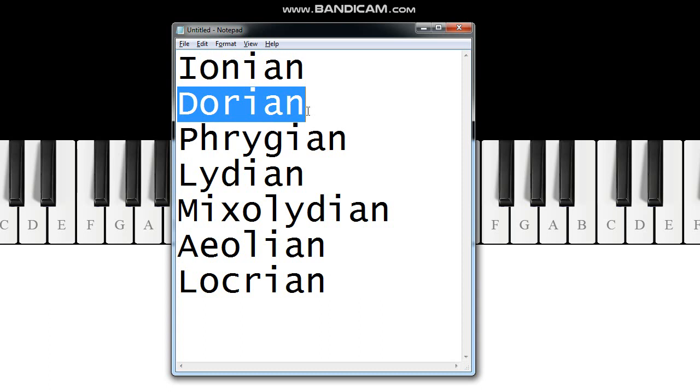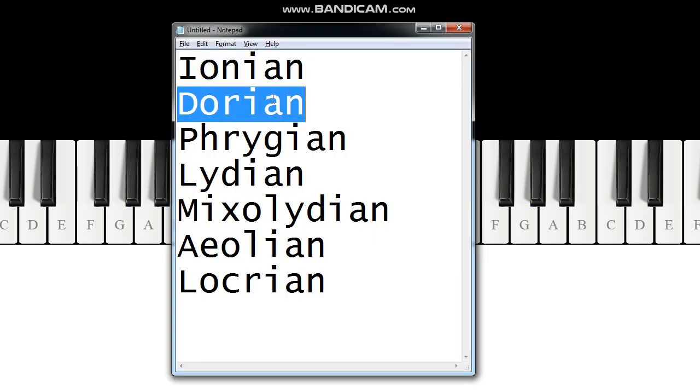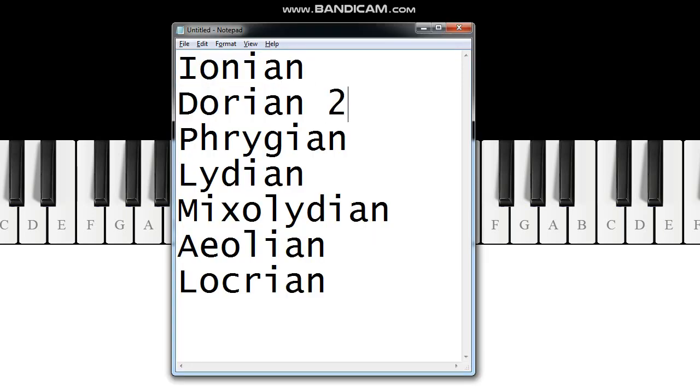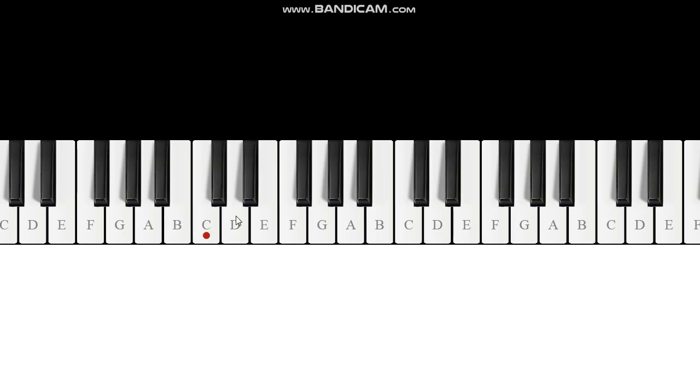Well, how can I easily remember? I just go to D and go D to D. Where are the half steps here? Oh, okay, between 2 and 3 and 6 and 7. So I could say 2 to 3, 6 to 7. That's where the half steps are. Otherwise, it's all full steps.